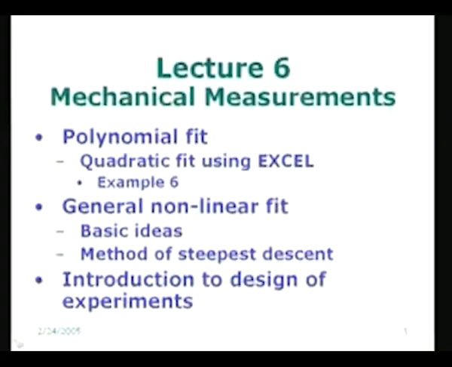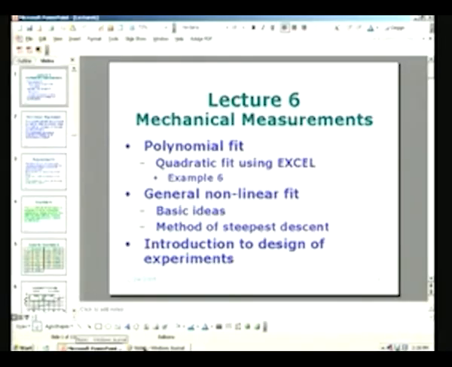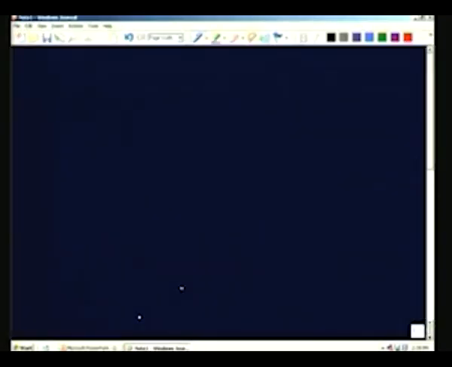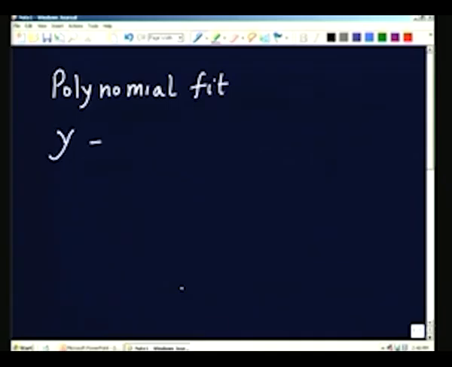So, just to recapitulate what we have done, we were talking about a polynomial fit, which means that I have a nonlinear relationship between a variable y and the variable x. I am just assuming one variable here for the sake of simplicity. So, I am thinking in terms of y being given as a polynomial of x.